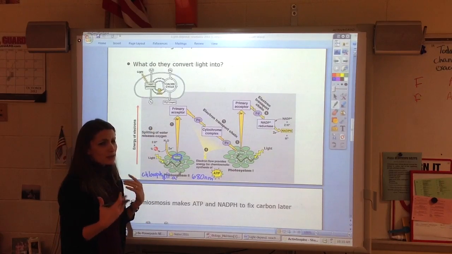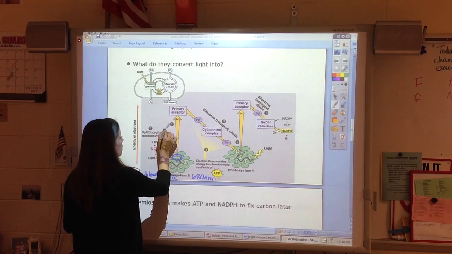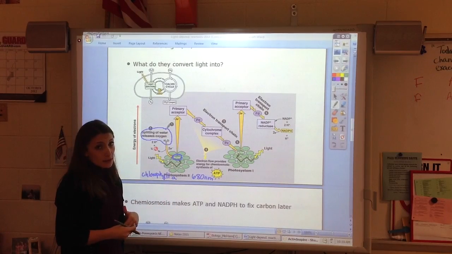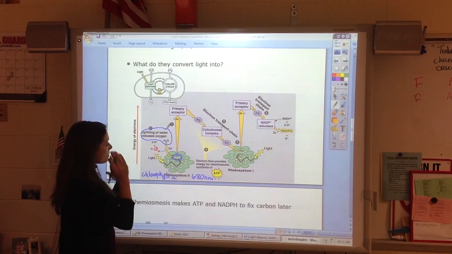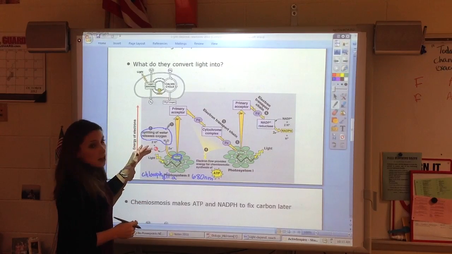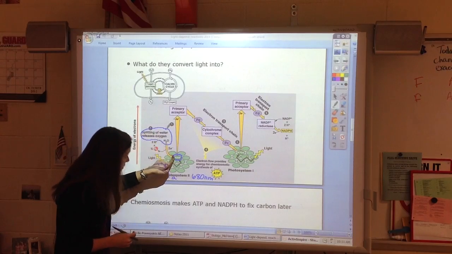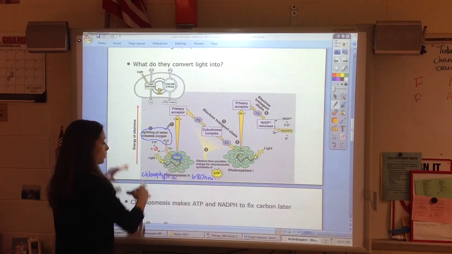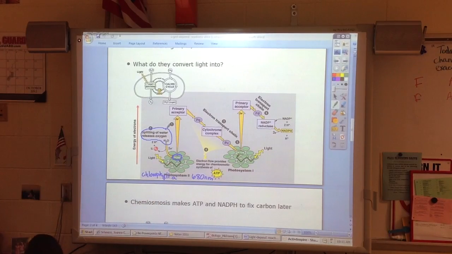Where are the electrons coming from? The electrons are actually coming from the splitting of water. We know that water is used in photosynthesis. It's actually used at the very beginning. And we're going to split water, we're going to release oxygen, we're going to release hydrogen ions, but we're going to use those electrons to capture that light energy. So we're putting the energy of the light into the energy of these electrons.